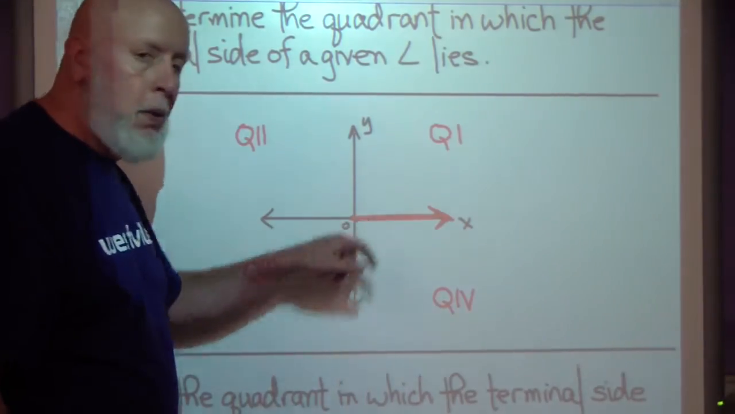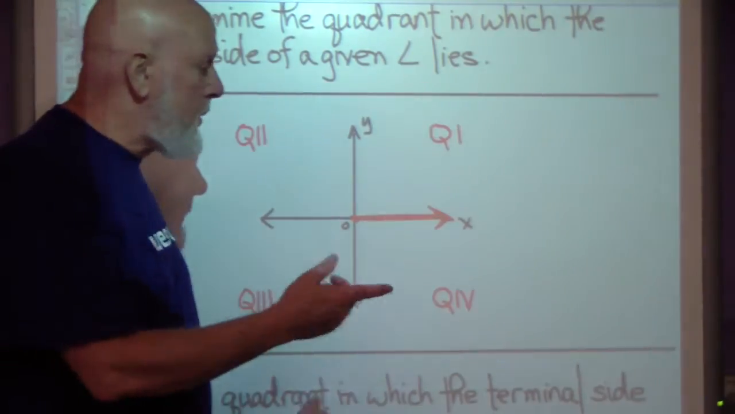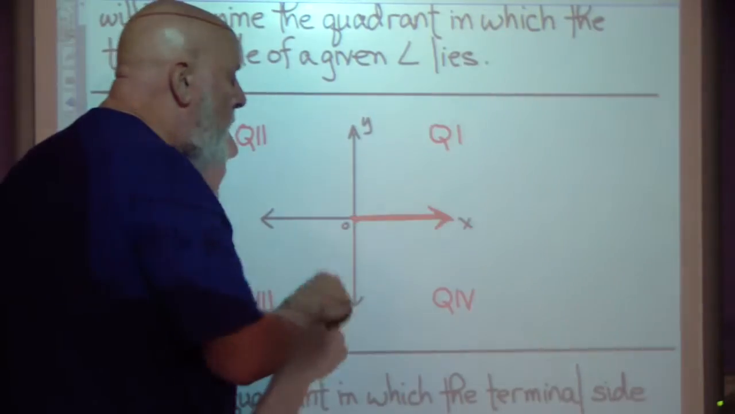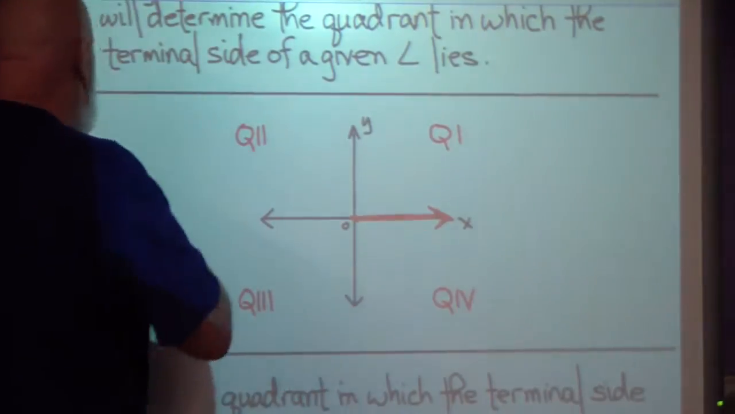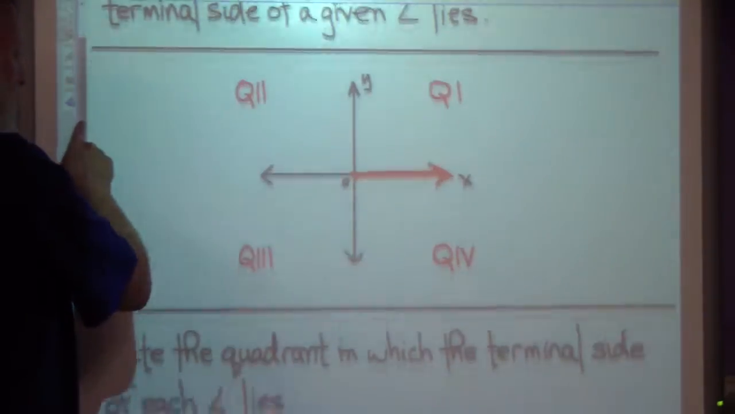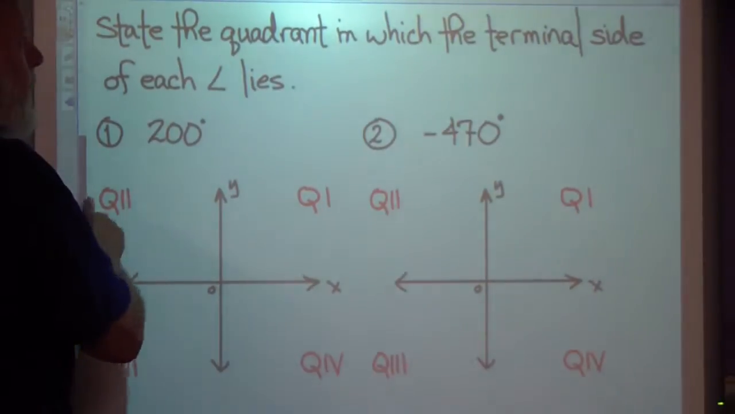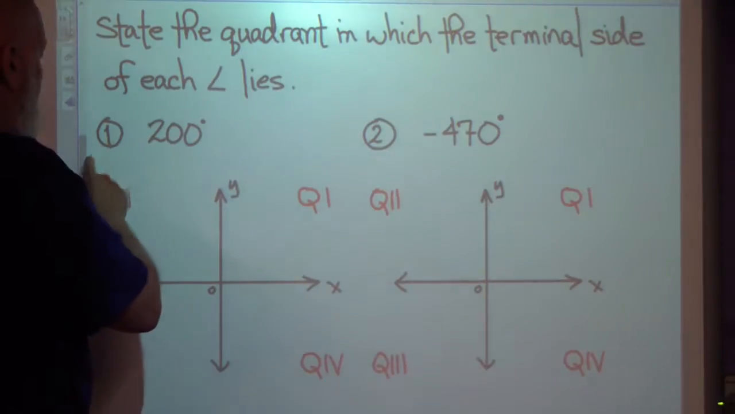The initial side will always be the positive x-axis. The terminal side will be wherever we stop when we rotate as far as is indicated by the problem. And here's what that's going to look like. State the quadrant in which the terminal side of each angle lies.